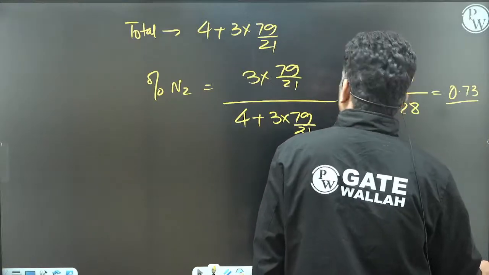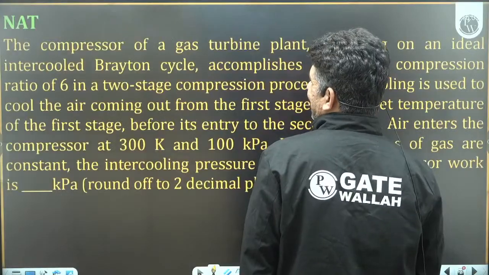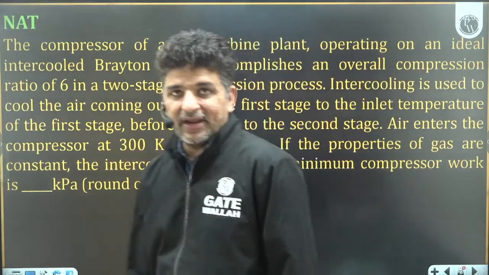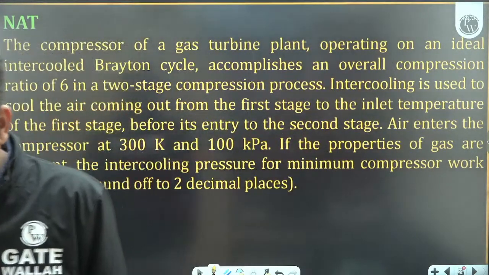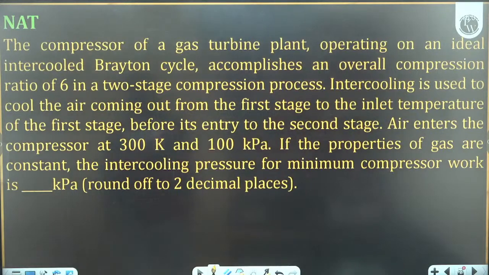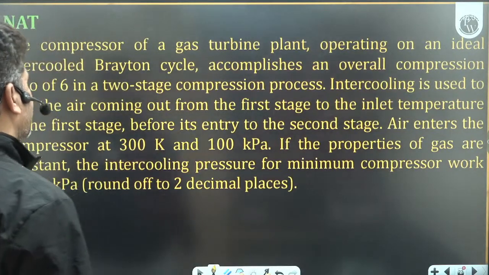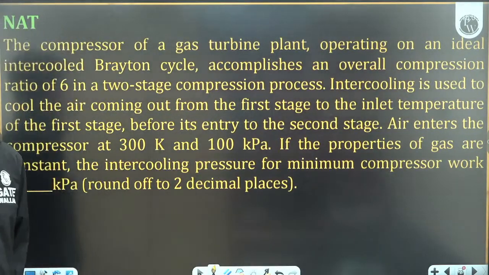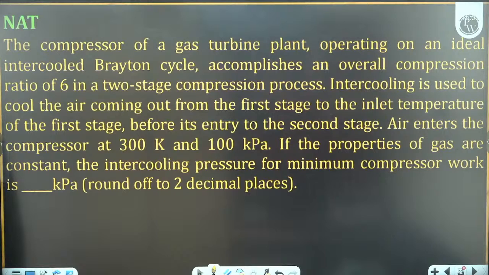Okay. So if you have understood, then guys, over here we have finished the IC engine. So now let's go to the next topic, that is Brayton cycle. The compressor of a Brayton turbine plant operating on an ideal intercooled Brayton cycle accomplishes an overall compression ratio of 6 in a 2-stage compression process.